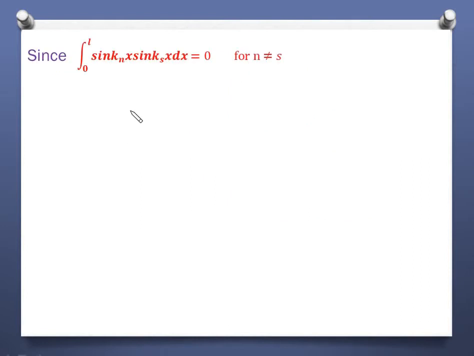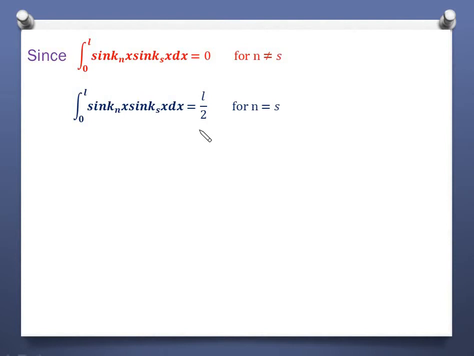Now the integration over 0 to L of sin(kn x) sin(ks x) dx is 0 when n is not equal to s, and when n is equal to s, then it becomes L over 2.